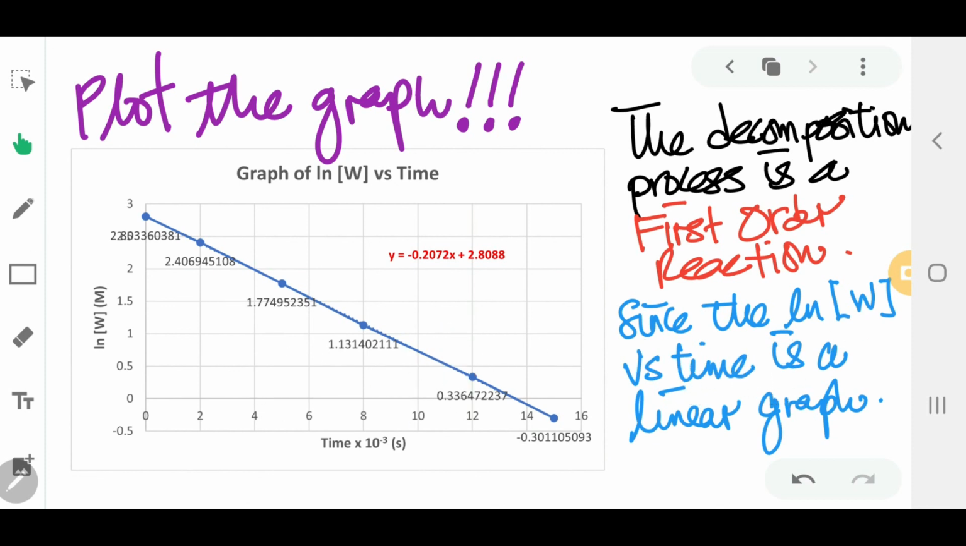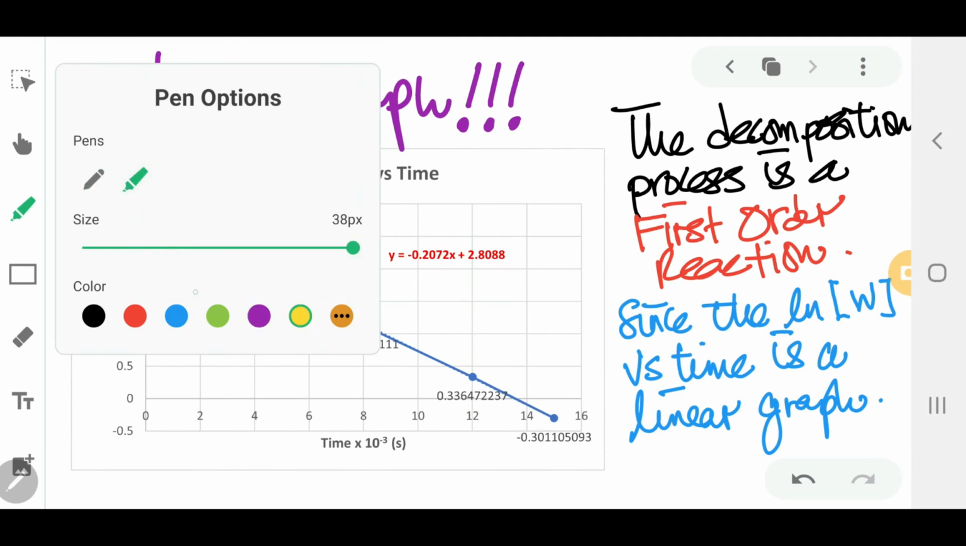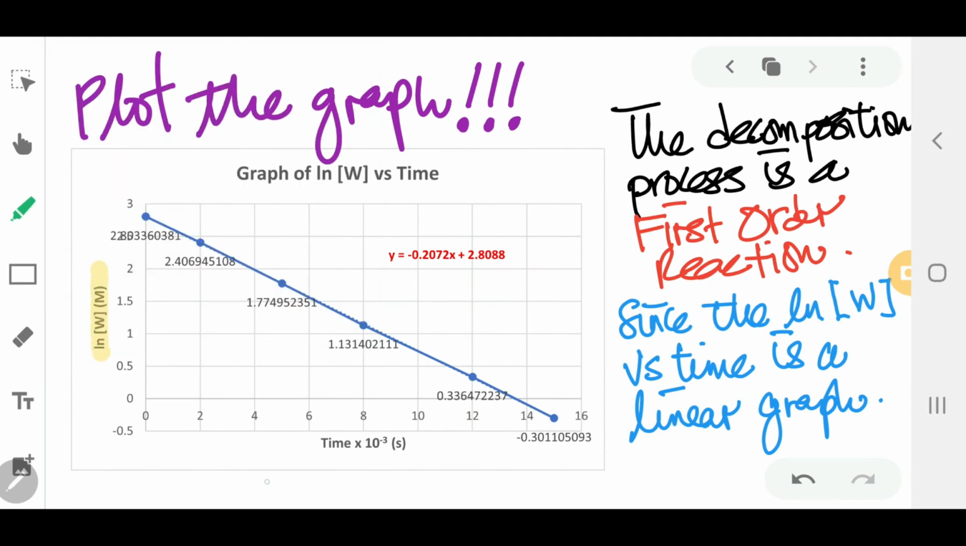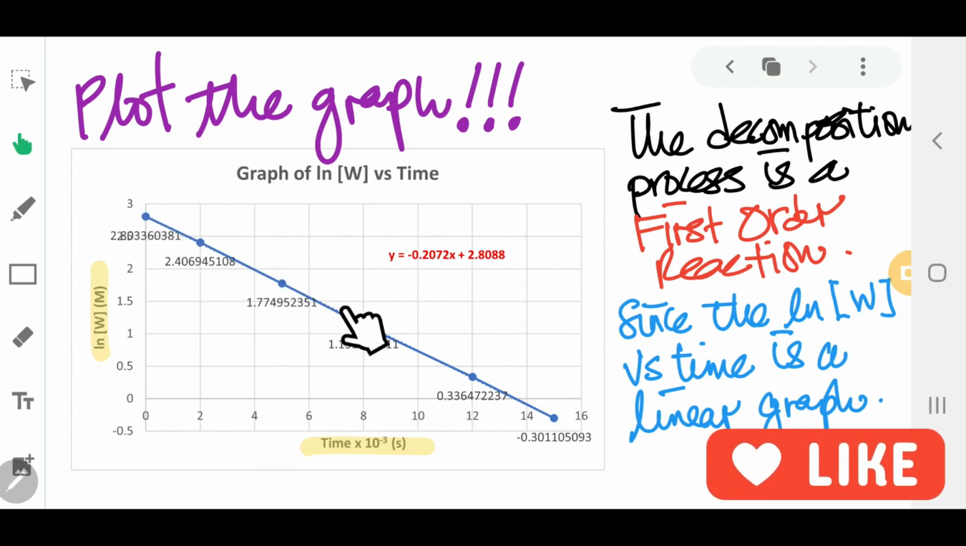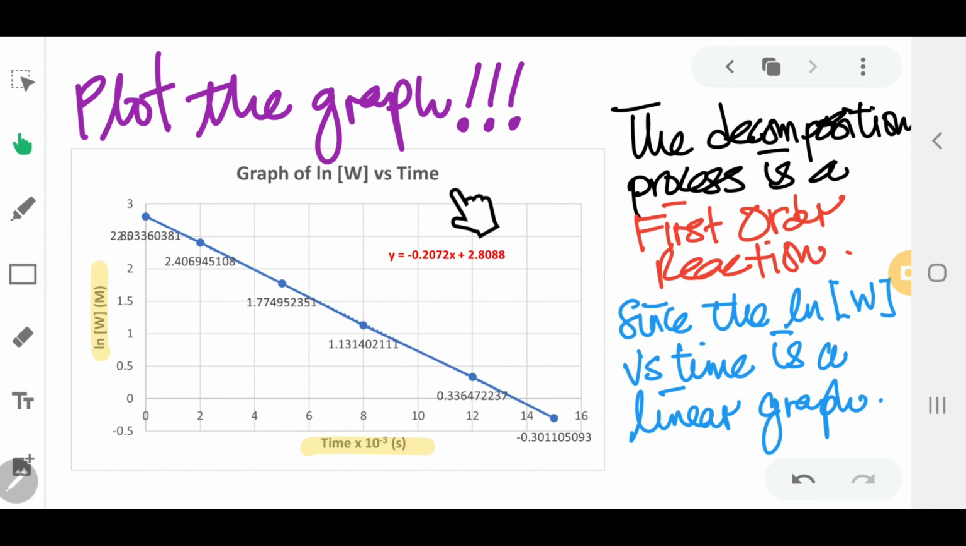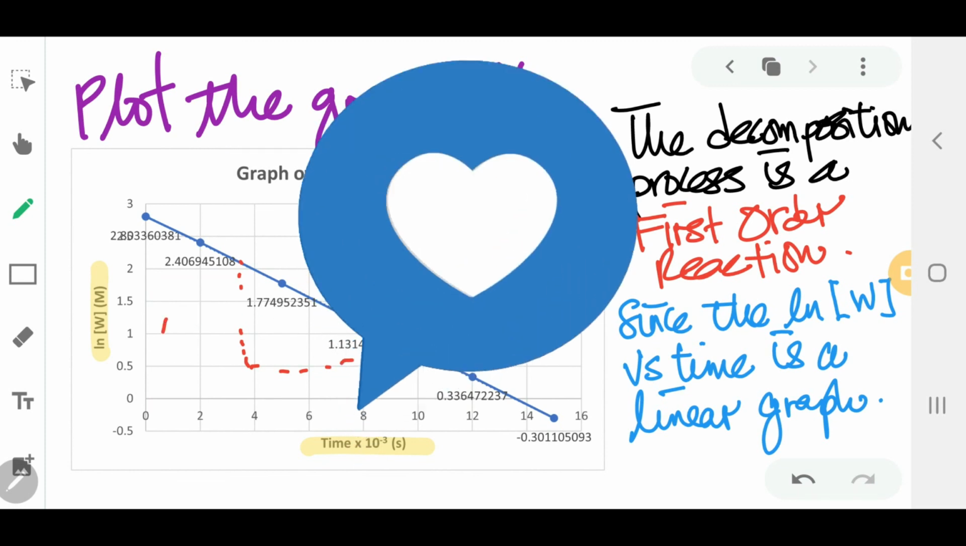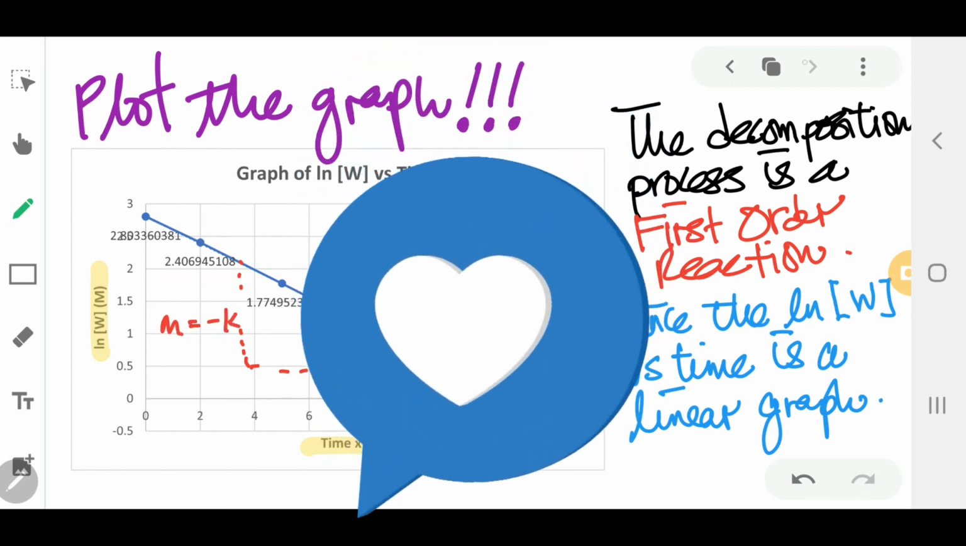When you plot the graph, you need to remember to label your axis correctly with the units. You have to put the units for your axis, then you get 1 mark. When you get a straight line, you get 1 mark. And when you write the title over here, you also will be able to get that 1 mark. It's also important for you to show the slope right over there.